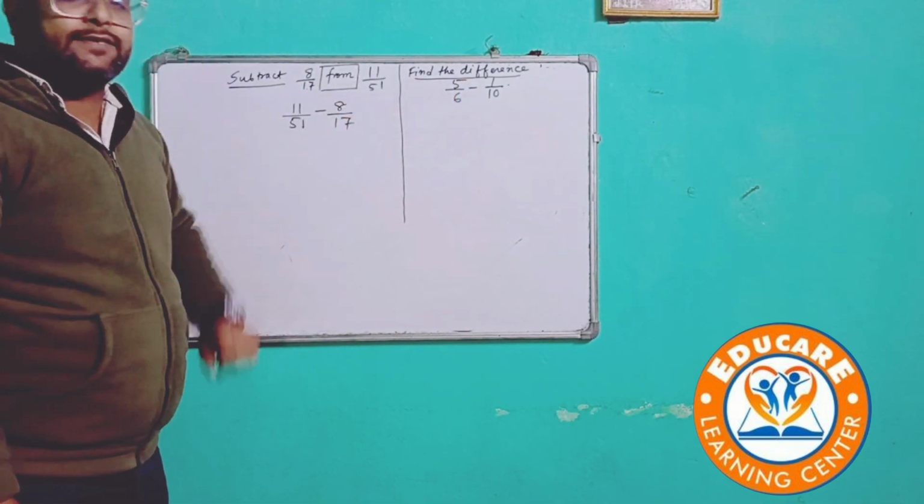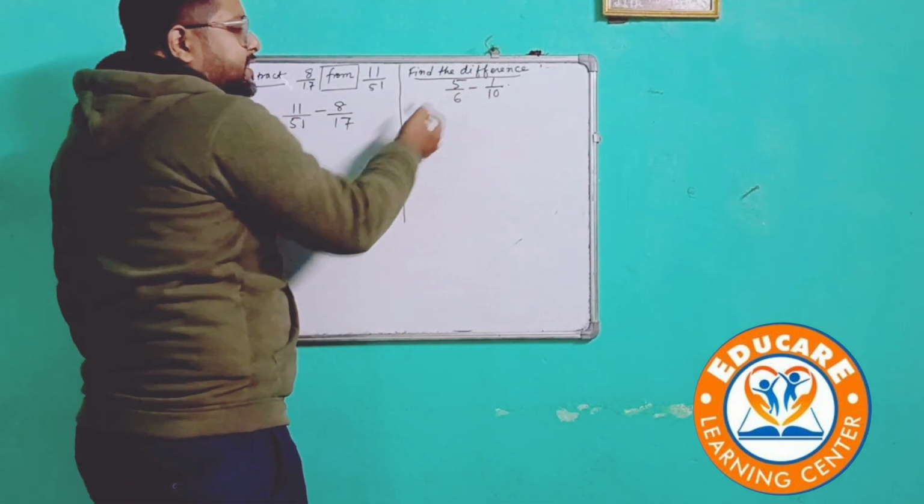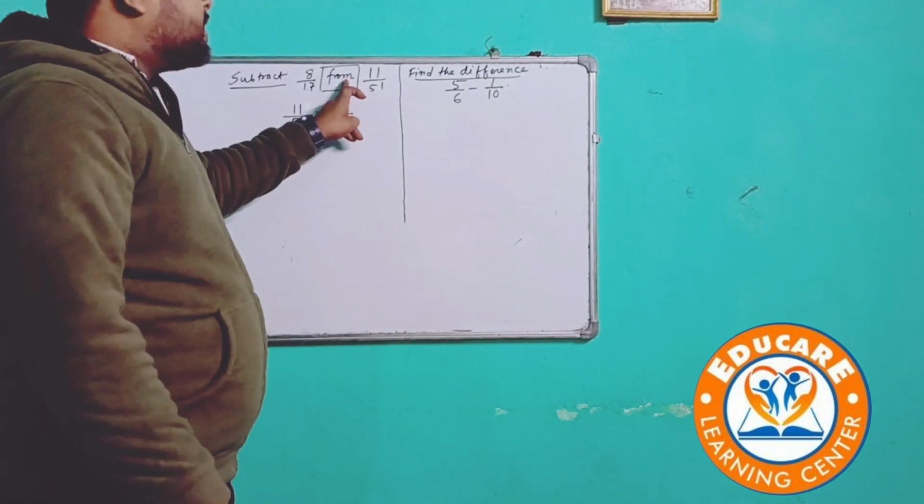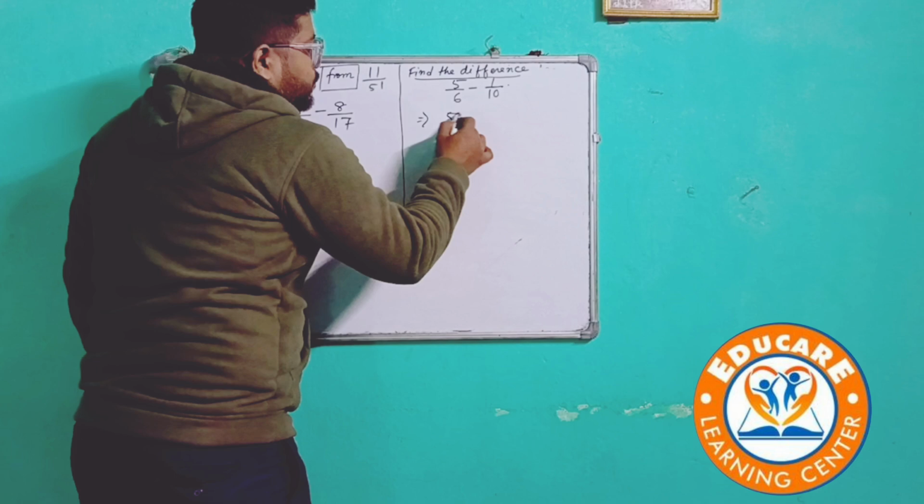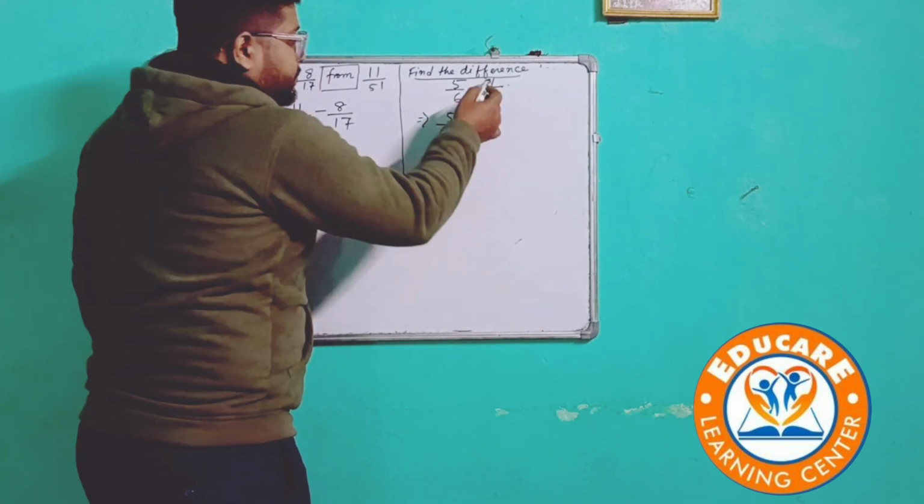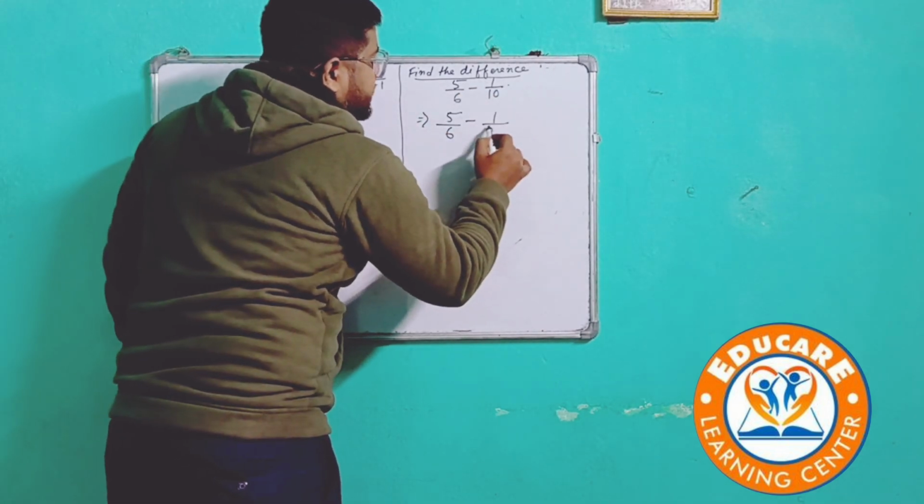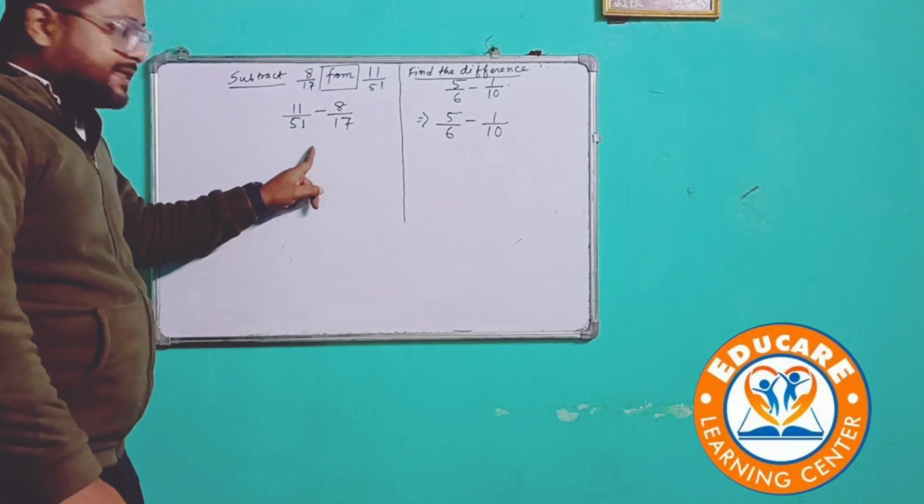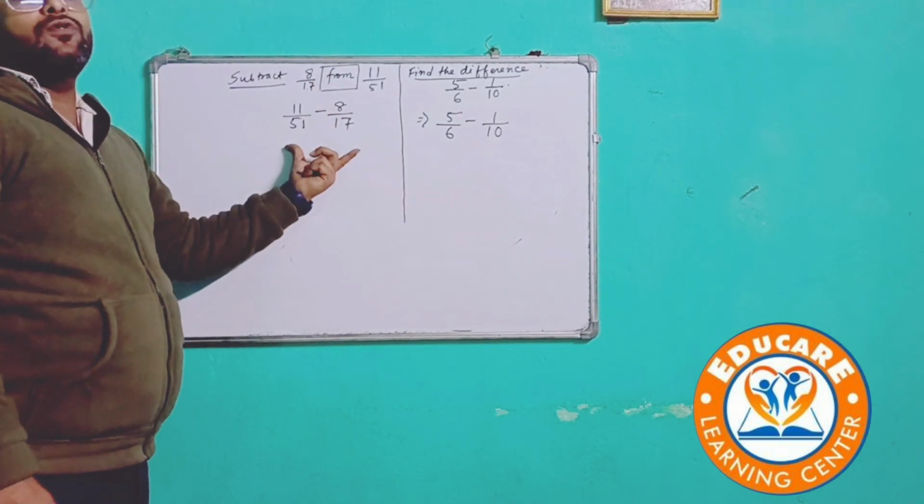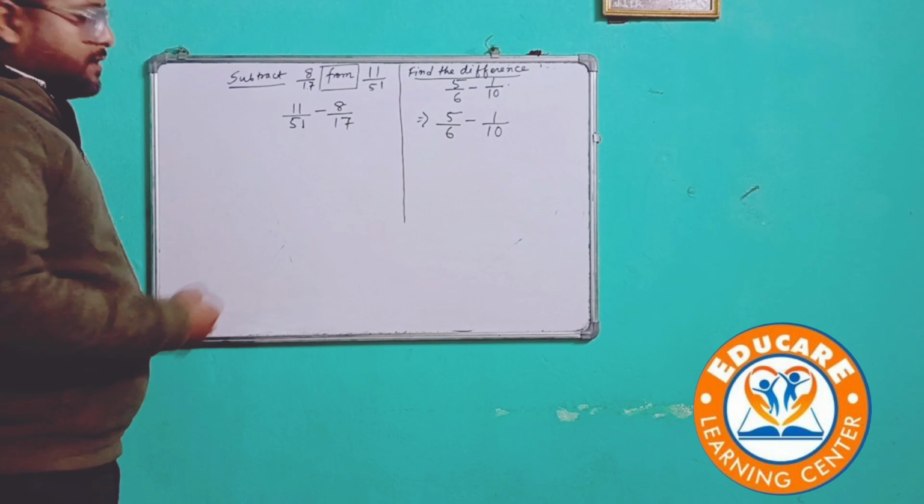Now if we look at this question, find the difference. In this case there is no "from" given. So keep the numbers as they are. The first one stays at first and the second one stays at second. No need to change the order. But in this case, when "from" is mentioned, you need to change this. Now let's see how we can solve this.